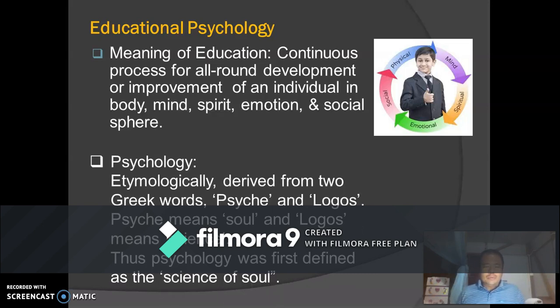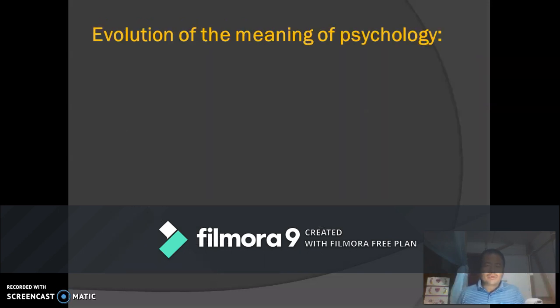Etymologically, the word psychology has been derived from two Greek words, psyche and logos. Psyche means soul, and logos means science. Thus, psychology was first defined as the science of soul or the study of soul. Now let us try to understand the evolution of the meaning of psychology. As I have already explained, it was first understood as the science of soul. The first crucial question that arises with this concept of psychology as the science of soul is, what is soul?